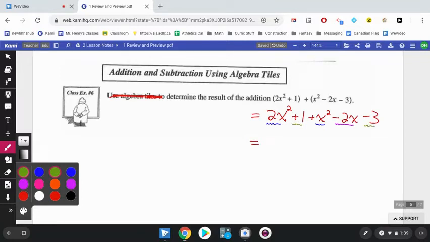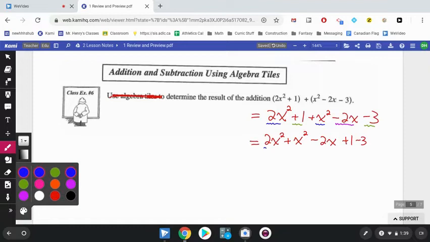Those are constants. Those are the one tiles. And I gather them together. 2x squared plus x squared. Those have the highest degree, so I write them first. Notice the sign comes with it. Then the x term, minus 2x. That was the only x term. There's nothing to gather. And then my constants, plus 1, minus 3.